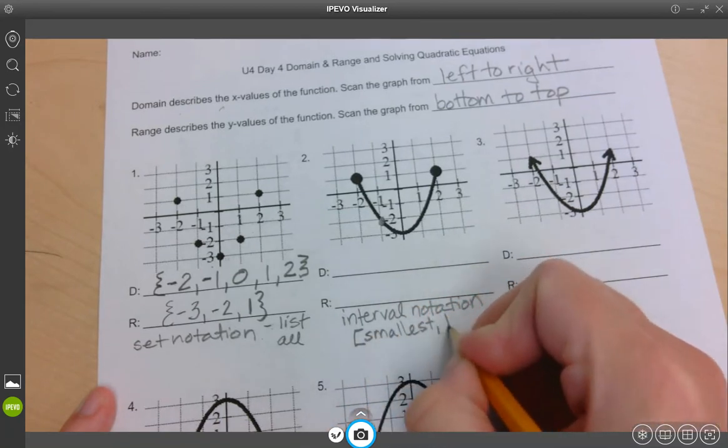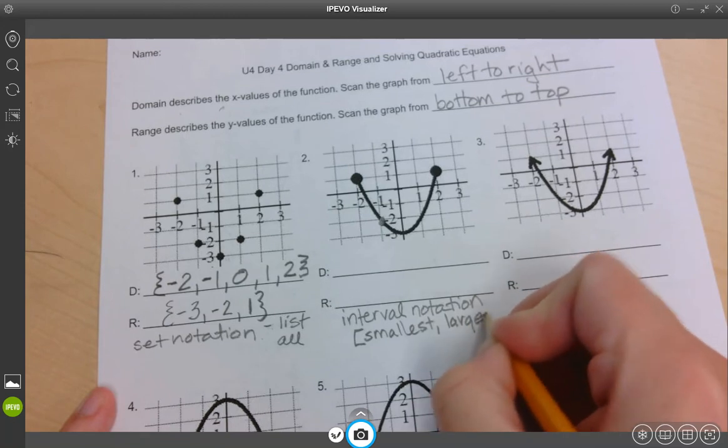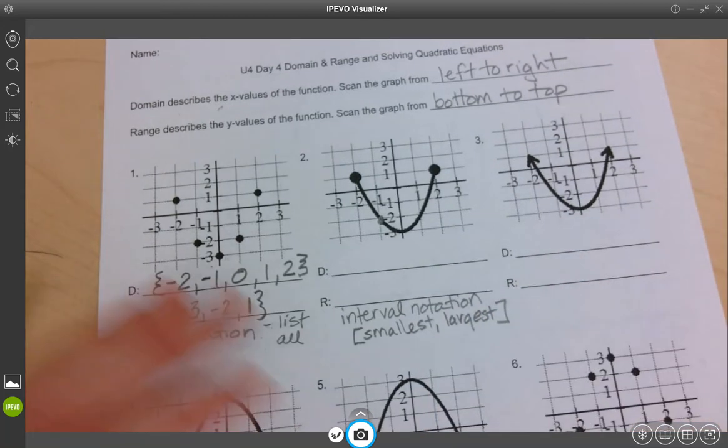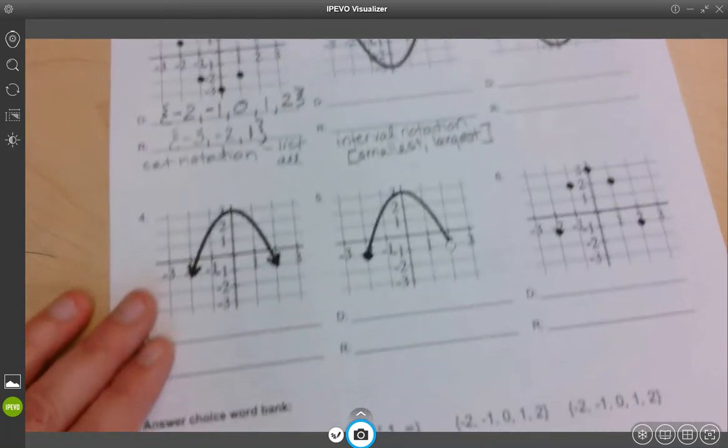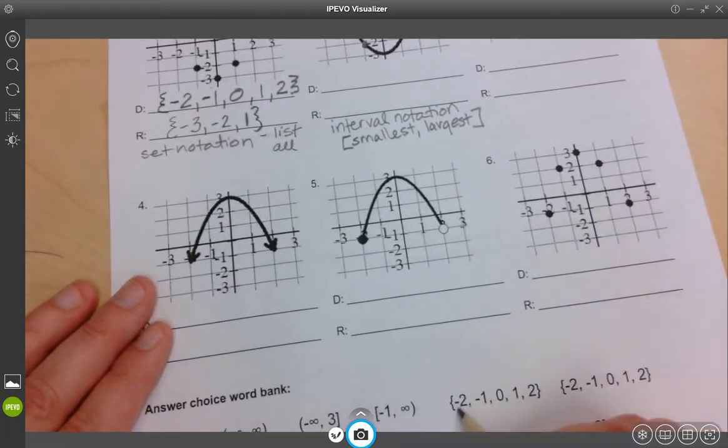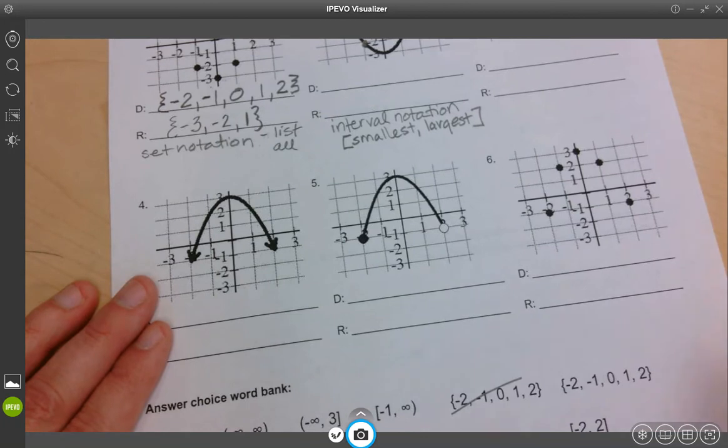Did you guys notice that there's a word bank at the bottom? Does that help you? There's an answer bank down here. So at the bottom, we've already used this one. And we use this one.